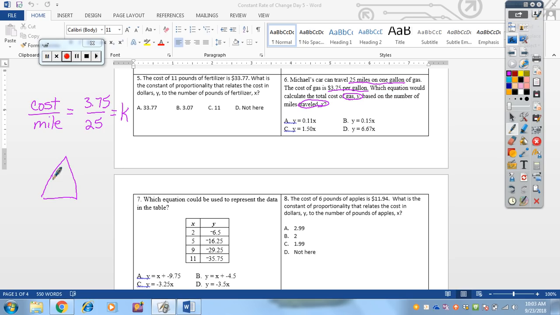Our triangle with Y on top says if you're looking for Y equals and you cover up the Y, equals KX. So this number goes here. So whatever number you get needs to be right here in your equation. Do your division and find it in your answer.